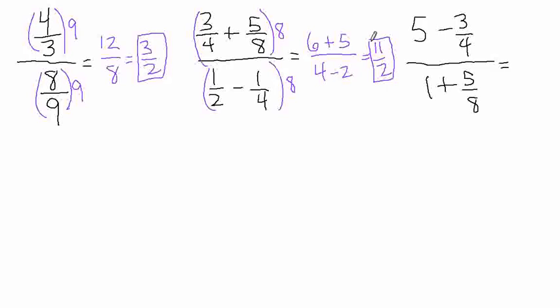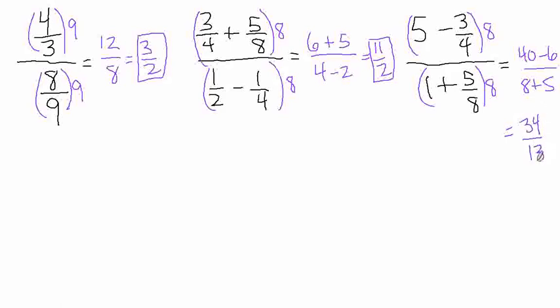For the last one, 5 and 1 don't have a denominator, so I don't have to consider those, but I have 4 and 8. The least common denominator of those is 8. Now, distributing the 8, I get 40 minus 6 all over 8 plus 5 simplifies to 34 over 13.